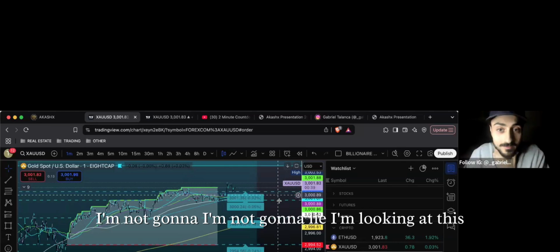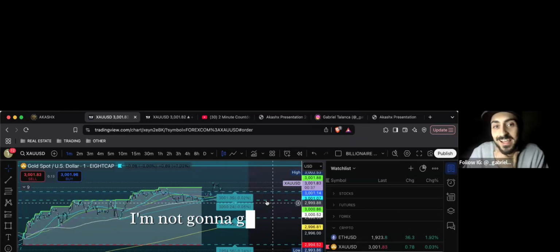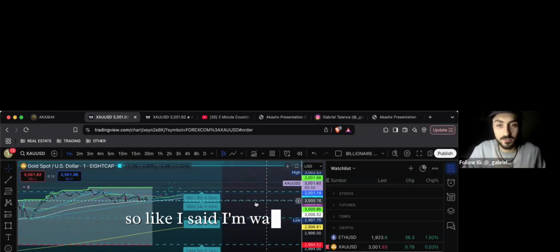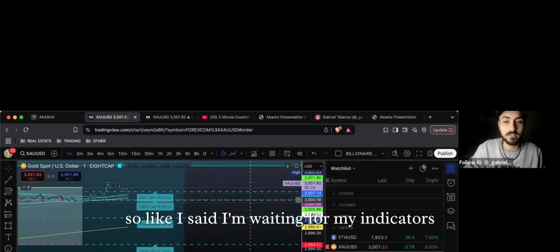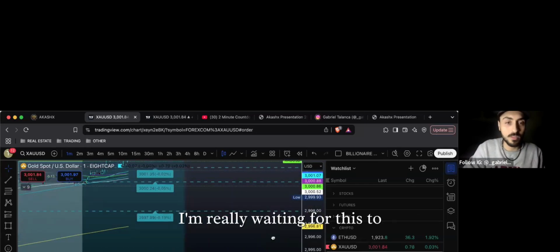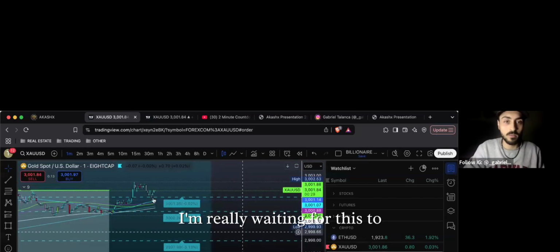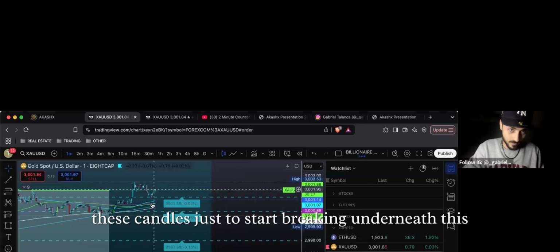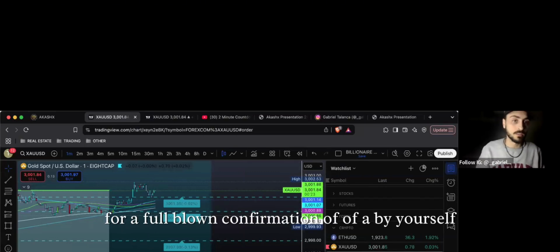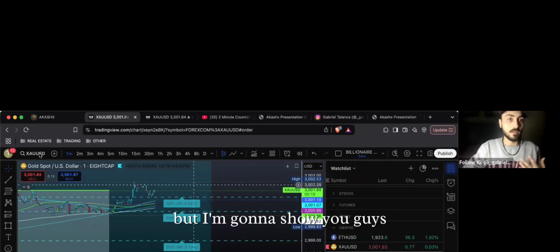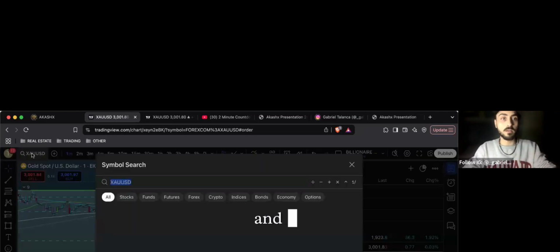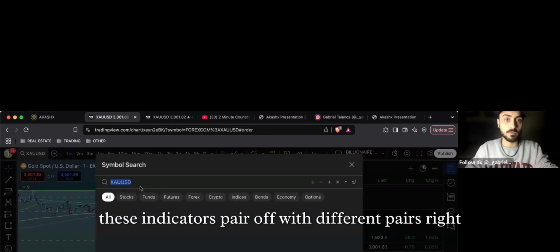Honestly, I'm not gonna lie. I'm looking at this. I'm not gonna get too trigger friendly yet. So, like I said, I'm waiting for my indicators. I'm really waiting for these candles to start breaking underneath this for a full blown confirmation of a buy or sell. But I'm going to show you guys. So I'll go to a different pair and how these indicators pair off with different pairs, right?